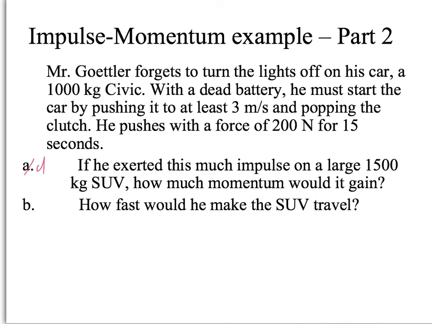Again, this is part two, part E. And so in the last part here, I'm asking how fast the car should actually travel after part D. So v final equals question mark. So everything is the same so far, but let's take a look at what we know. We know the momentum: exerted this much impulse on a large SUV, how much momentum would it gain? 3,000 kilogram meters per second. And we know the mass is 1,500 kilograms.